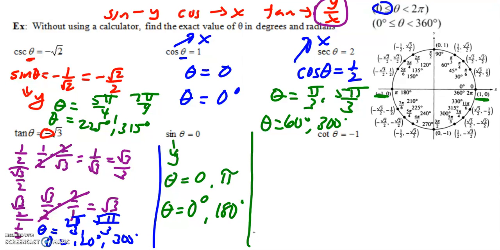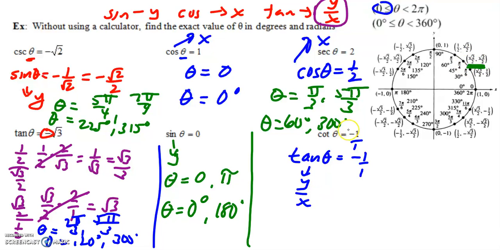Last but not least, the cotangent of theta equals -1. Remember that the cotangent and tangent are reciprocals. So if cotangent of theta equals -1, tangent of theta would be the reciprocal of -1 over 1, which is still -1 over 1. So we're asking ourselves, where is the tangent, y over x, equal to -1? Well, this time, the only angle that has a ratio of 1 would be a 45 or pi over 4. Because if we take square root of 2 over 2 divided by square root of 2 over 2, that ratio is 1.